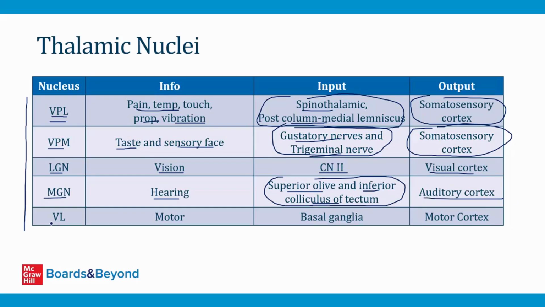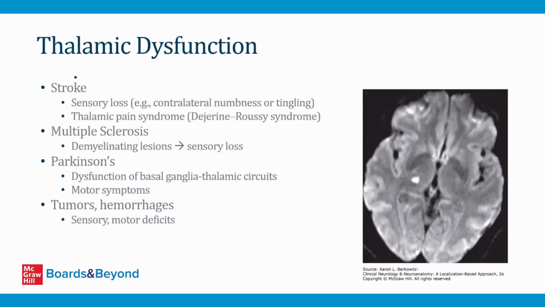And then finally, the ventrolateral nucleus of the thalamus is important for motor function, not sensory function like all these regions. So it receives input from the basal ganglia, and it has output that goes to the motor cortex. And I talk about this nucleus a lot in the video on the basal ganglia. So there are a number of different pathologic processes that can affect the thalamus, but some of the important ones I've listed on this slide.